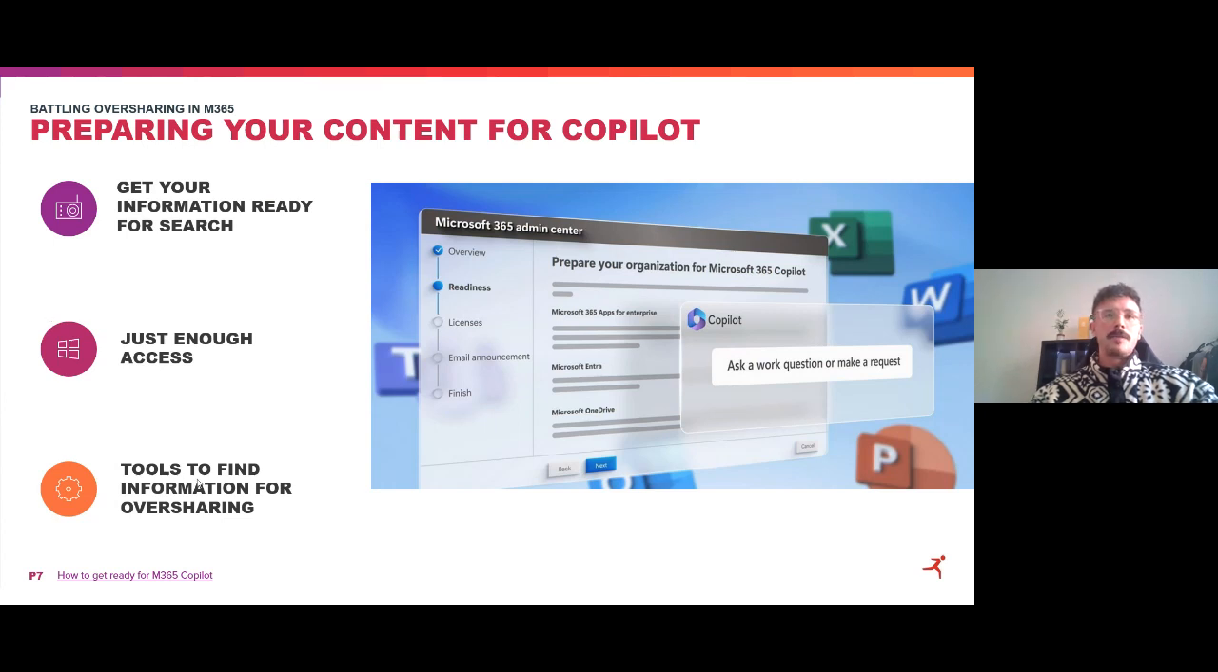And yeah, finally, what we're going to do is go into another very quick demo in just a second. And I think what would be good to look at is the third point, which is what are the tools that do exist to help us find information for oversharing.